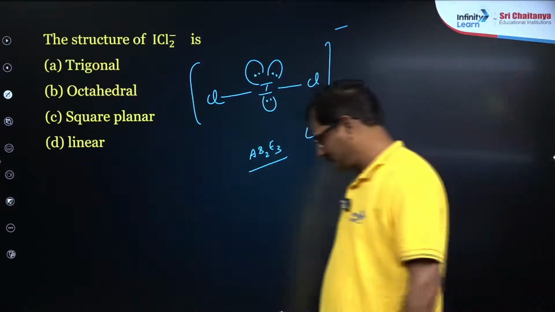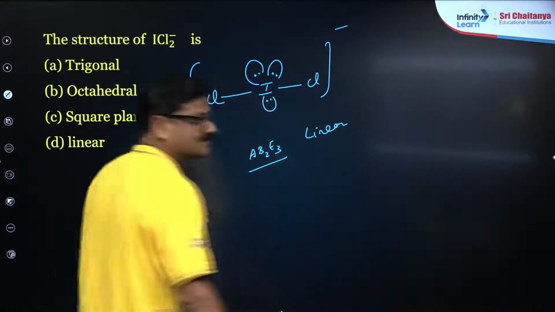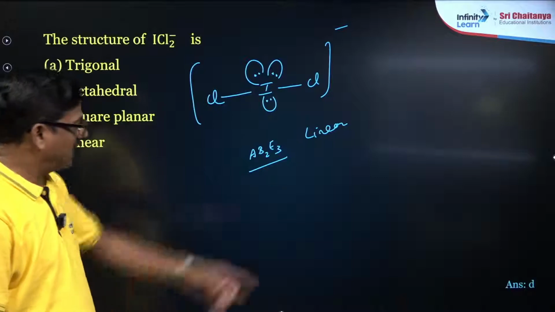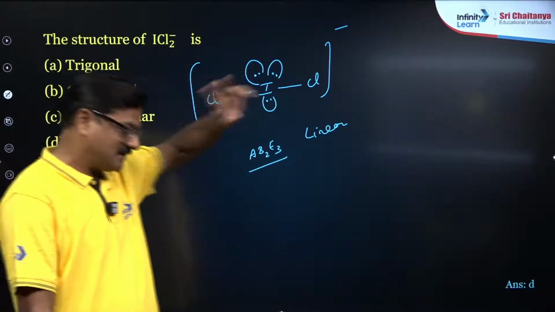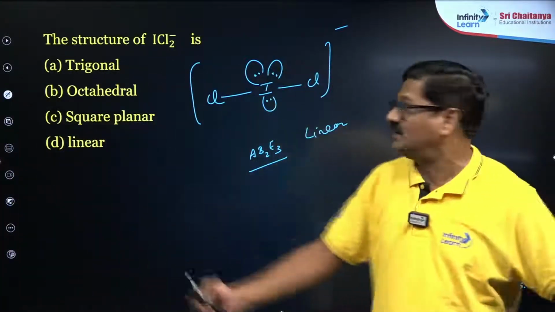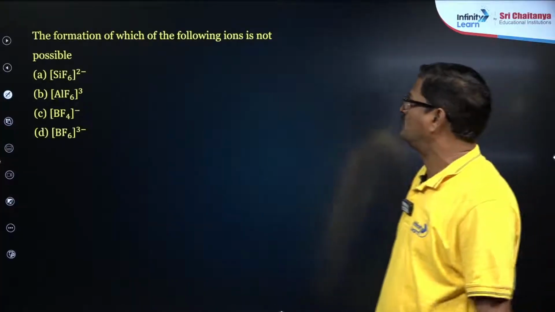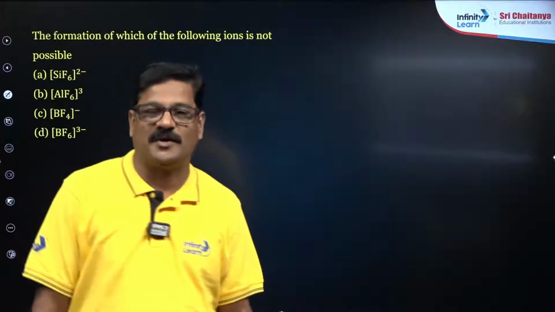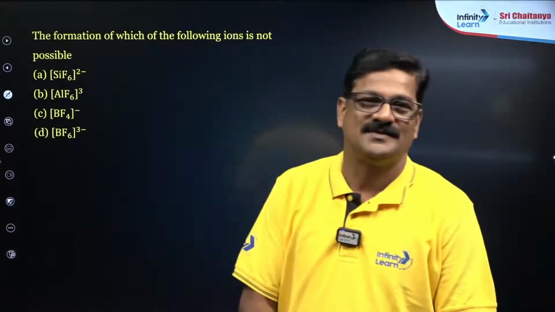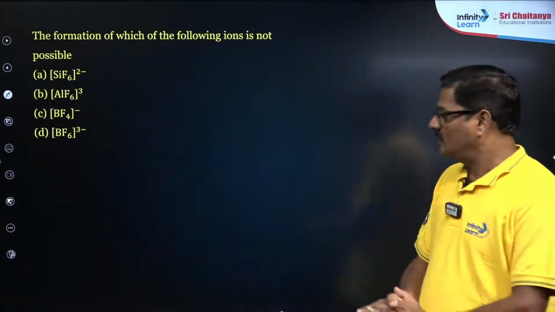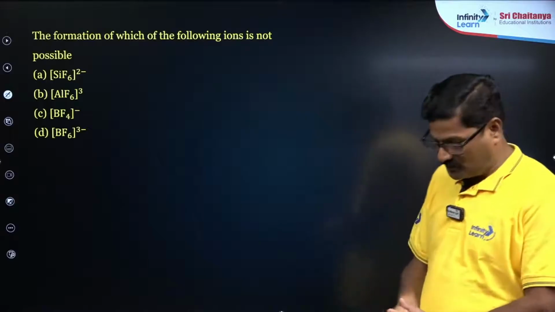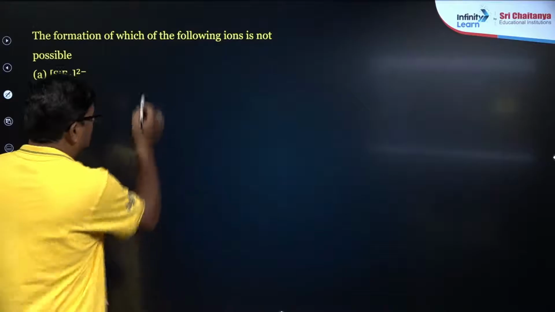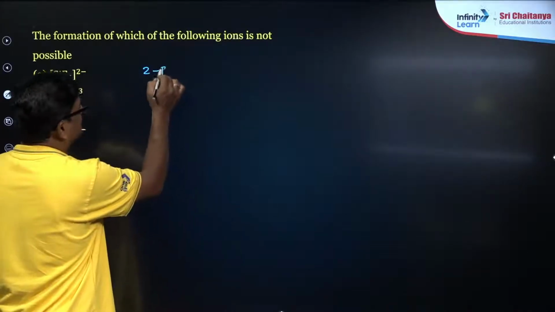Next, one more. Yes, answer D is the correct answer for this question. Everybody is learning. So the formation of which of the following is not possible? So what is the trick? When you talk about the second period elements, second period elements do not have the d orbital.